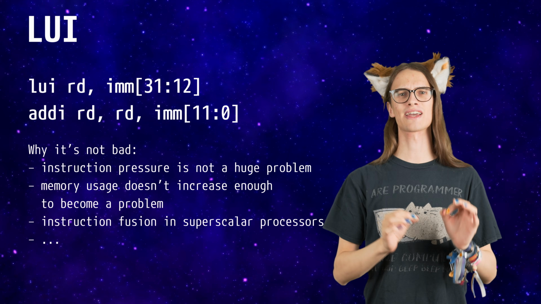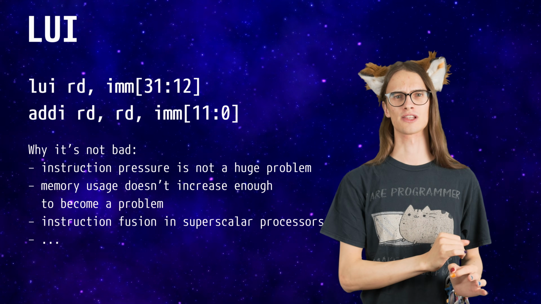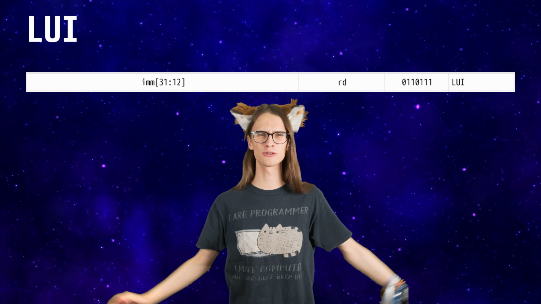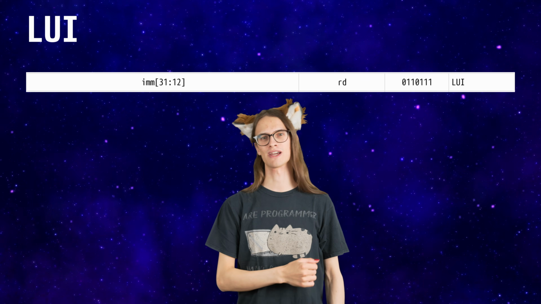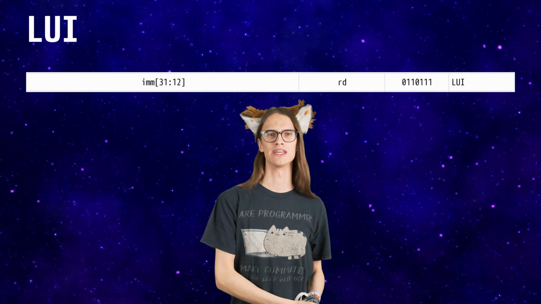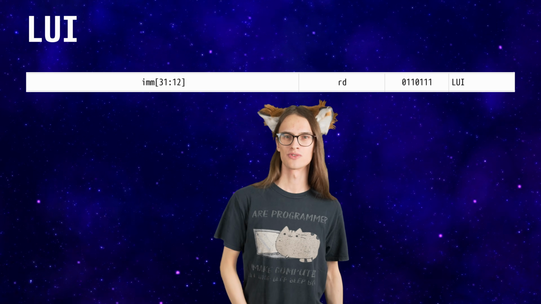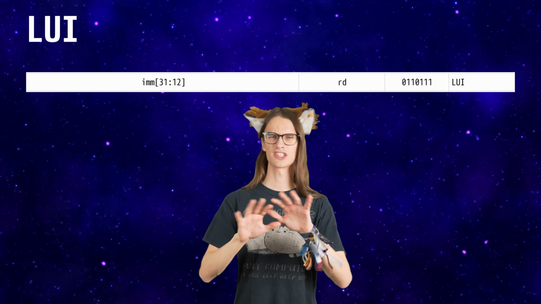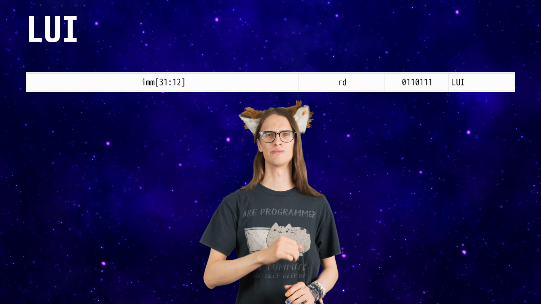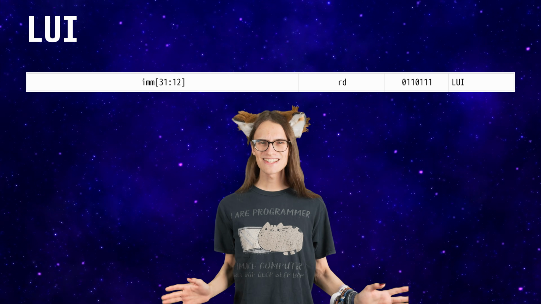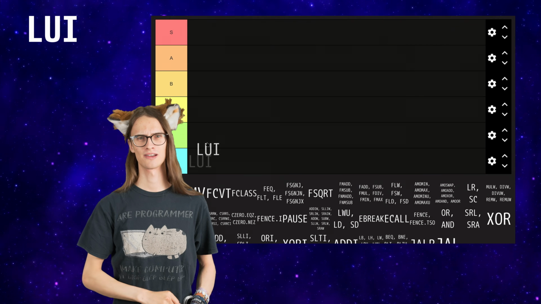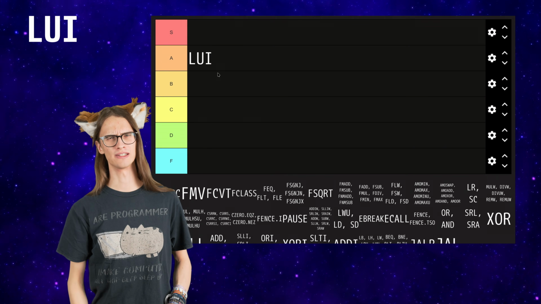So LUI is there to perform the first part of the load. It's one of 3 instructions that reserve an absolutely massive part of the encoding space for 20-bit immediates, and for a very good reason, of course. While 12-bit immediates are enough for some purposes, 32-bit immediates are enough for basically anything, including on 64-bit systems. A tier for LUI.